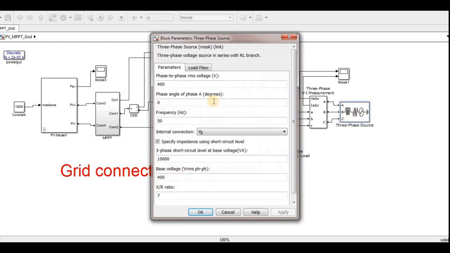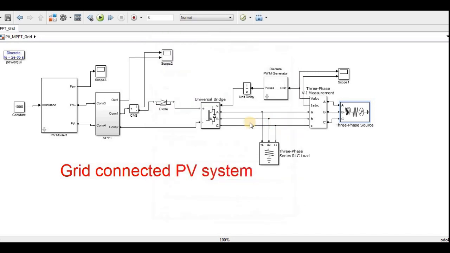See, this is the basic grid I took, the distribution grid, like 400 volts in the Indian scenario, 50 Hz and 10 kilowatt, or you can take megawatt or whatever it may be. The basic RMS voltage is 400 and the X by R ratio is 7. This is the default value.